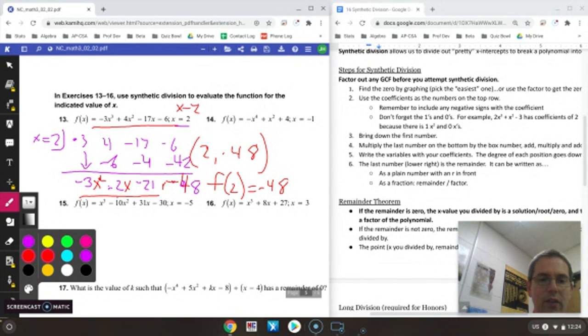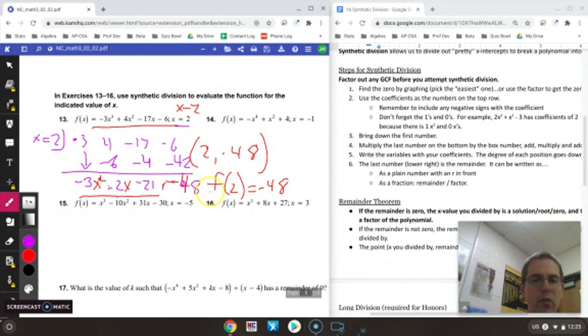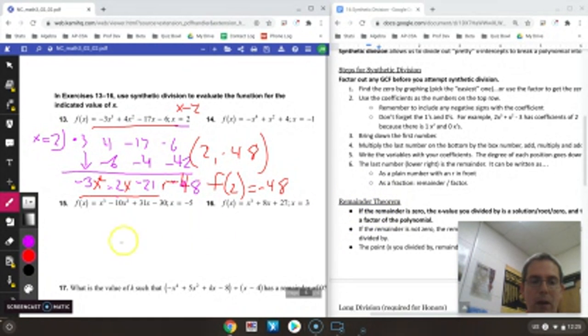It's a way of evaluating and figuring out a point on the graph without using a calculator. If you didn't have a calculator handy, it's a lot easier than having to do 2 to the third power, 2 squared and multiply all those large numbers. And when you use it to figure out your remainder and say that's equal to a point, it is called the remainder theorem. So that's what it's meaning in your notes about the remainder theorem.